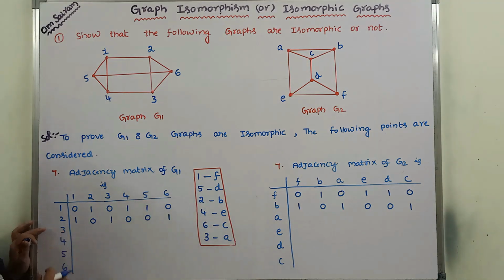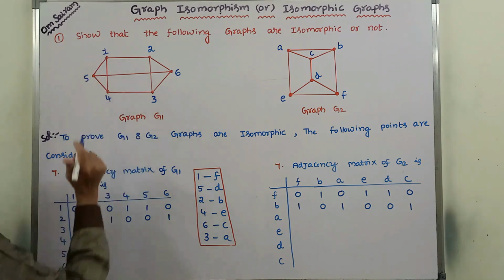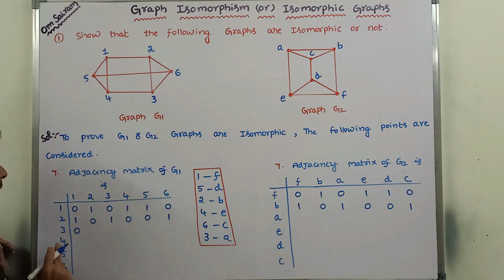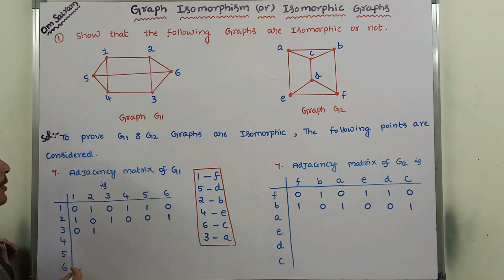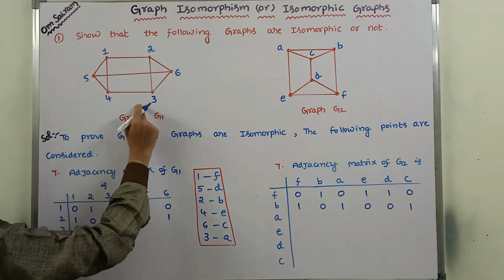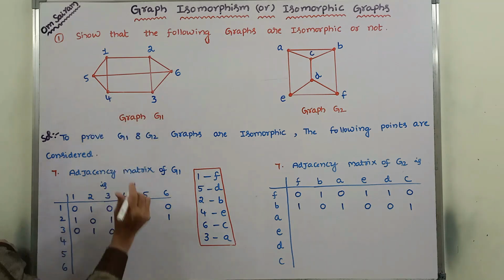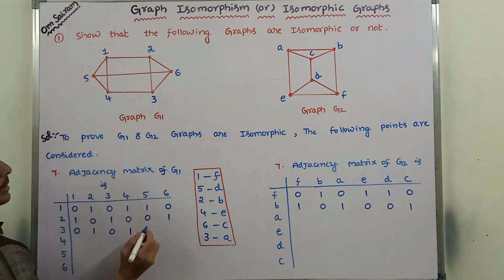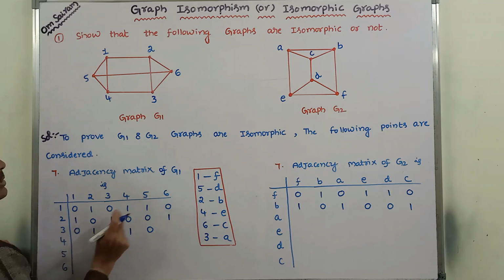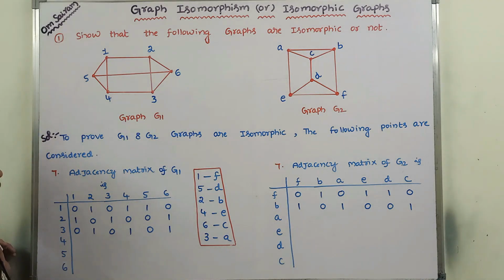Now we can go for third row. 3 to 1. So 3 and 1, there is no edge between them, so its value is 0. 3 to 2, there is an edge between 3 to 2, so its value is 1. 3 to 3, there is no self loop here, so its value is 0. 3 to 4, there is an edge between 3 and 4, its value is 1. 3 to 5, there is no edge between 3 and 5, so its value is 0. 3 to 6, there is an edge between 3 and 6, its value is 1. So 0, 1, 0, 1, 0, 1 we are getting.